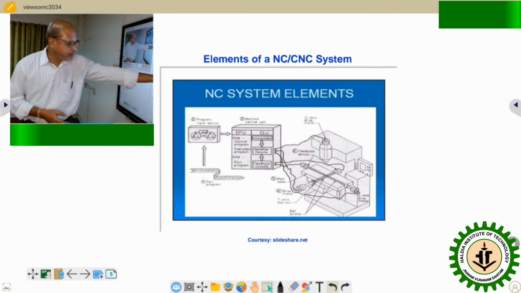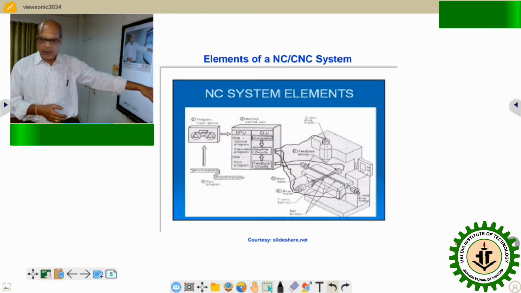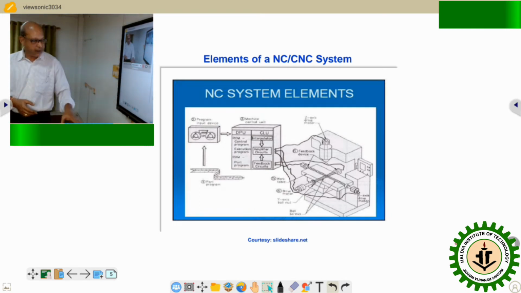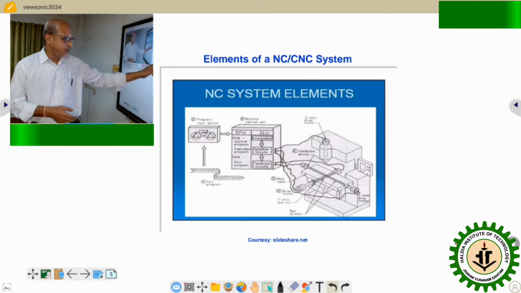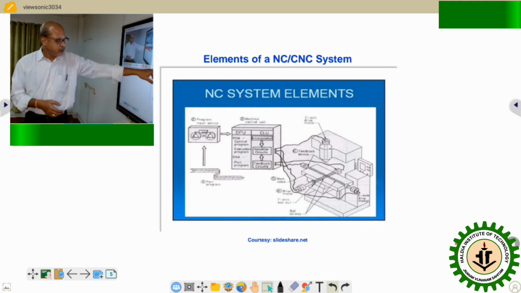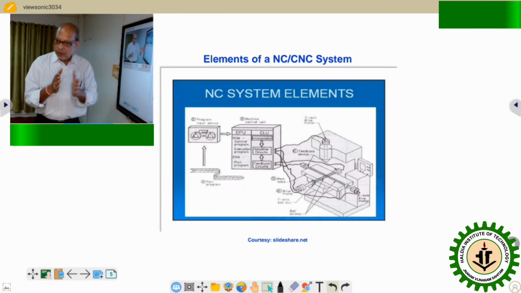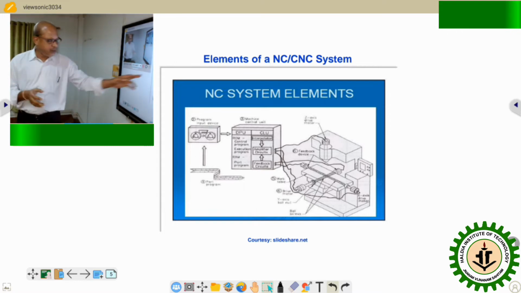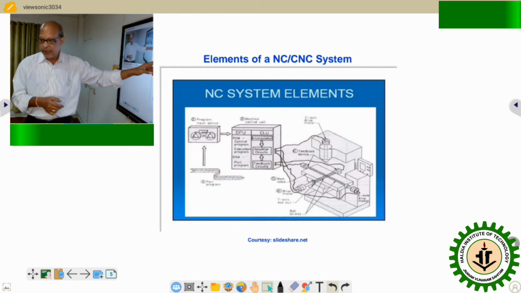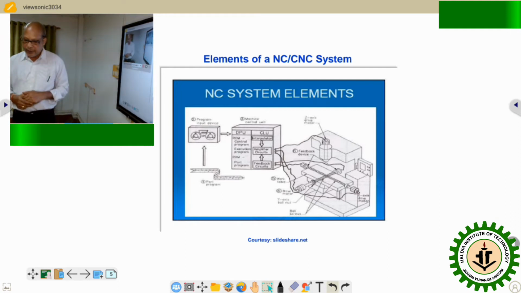Then the third one, the most prominent, is the machine control unit. I will come to it a little later, just to have a closer look at this exploded view item-wise. So the third is the machine control unit, and this machine control unit has two different areas. One is called the data processing unit, another is the control loop unit.